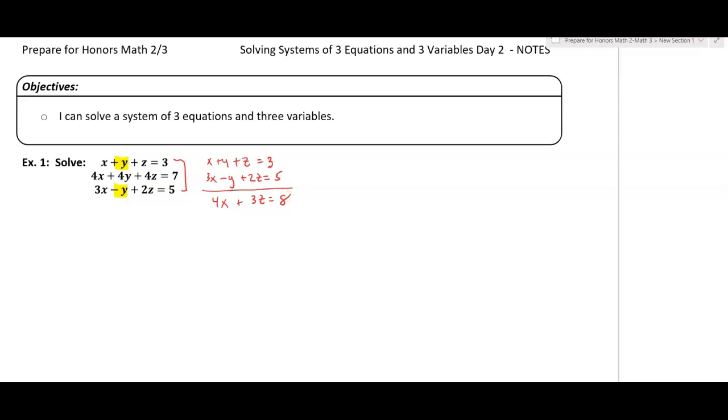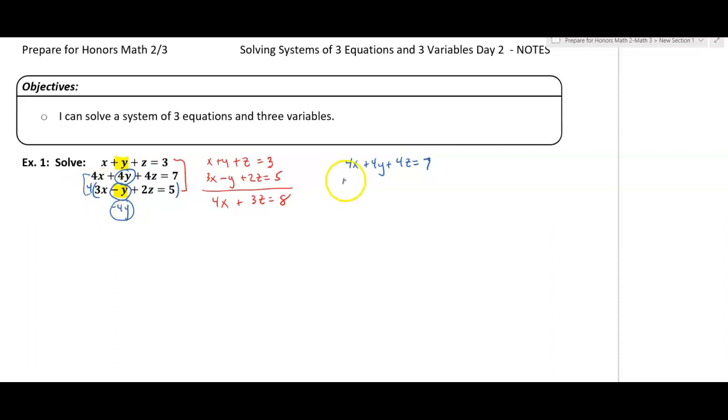So now, I'm going to work a little smarter, not harder here, and I'm going to use these two. So the top equation would stay the same: 4x plus 4y plus 4z equals 7. Then the bottom equation I'm going to go ahead and multiply everything by 4. Why am I going to do that? That would turn this into negative 4y. Now 4y minus 4y would be 0. That's exactly what I want.